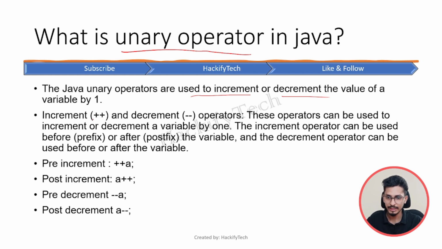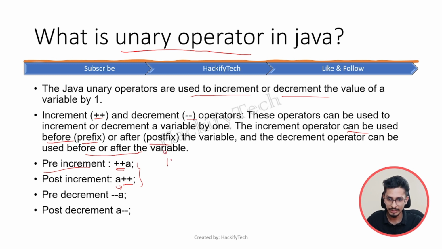So with the help of the plus plus operator we can increment a value by 1, or with the help of the minus minus (hyphen hyphen) operator we can decrement the value by 1. The operators can be used before the variable as well. Using them before the variable is called a prefix, or pre-increment, and using them after the variable is called a post-increment, or postfix. We can use both, before and after the variable. There is a different logic for this too.